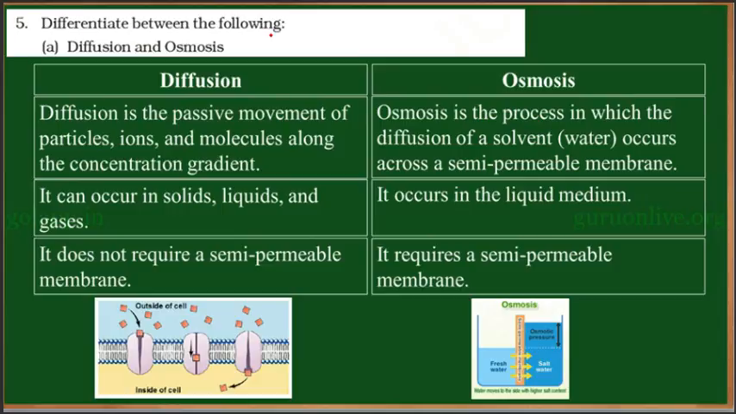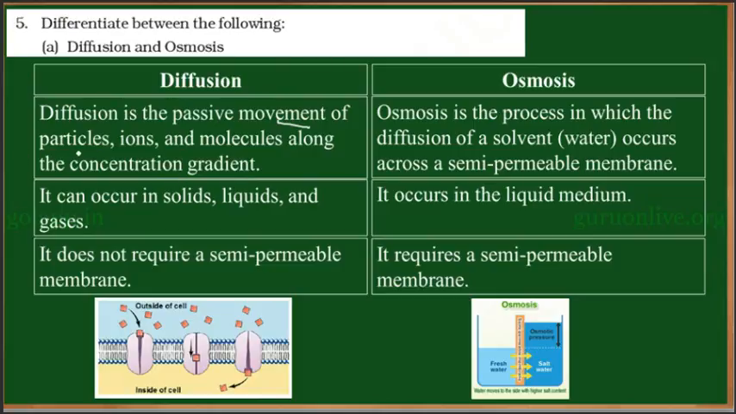Differentiate between the following: diffusion and osmosis. So let us learn the differences between diffusion and osmosis. The word diffusion represents the movement of molecules from the region where it is present more to the region where it is present less. So the movement of molecules from its higher concentration to lower concentration is called diffusion.